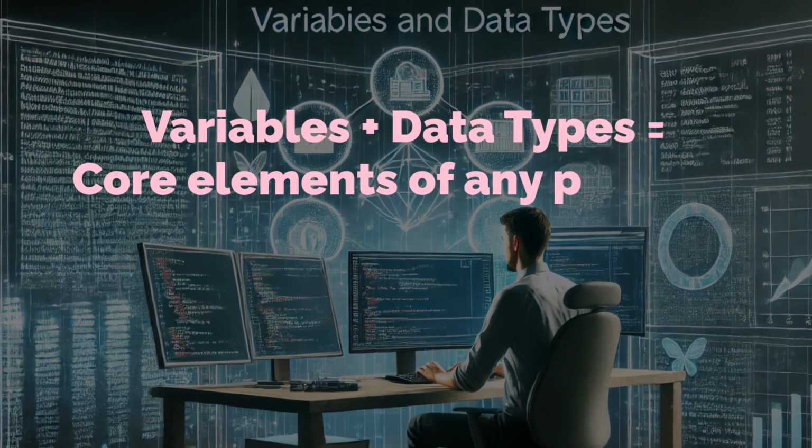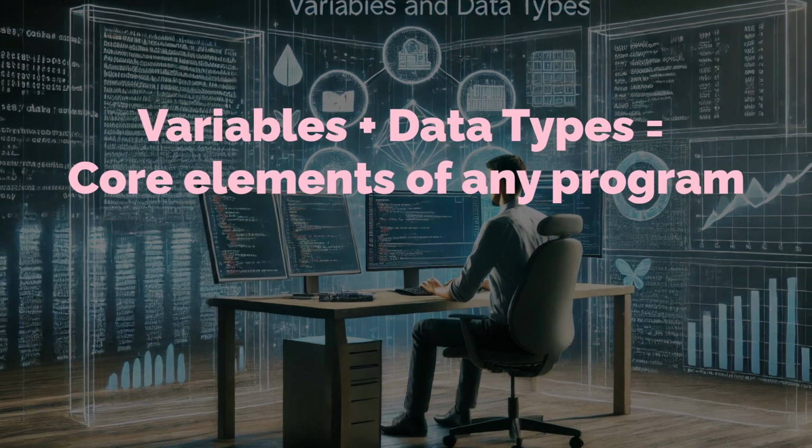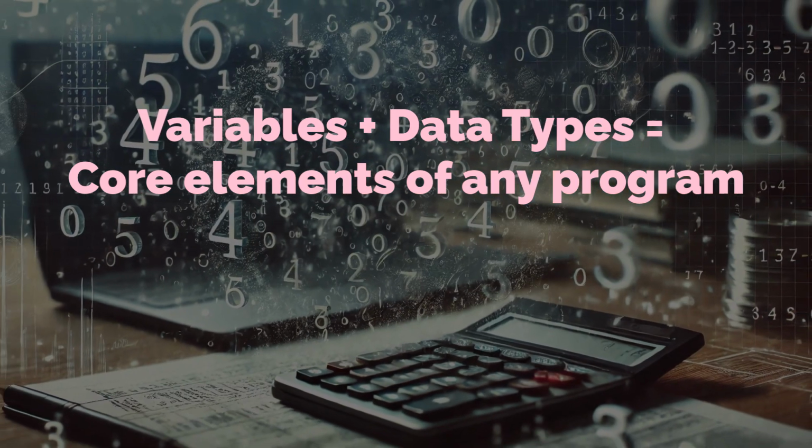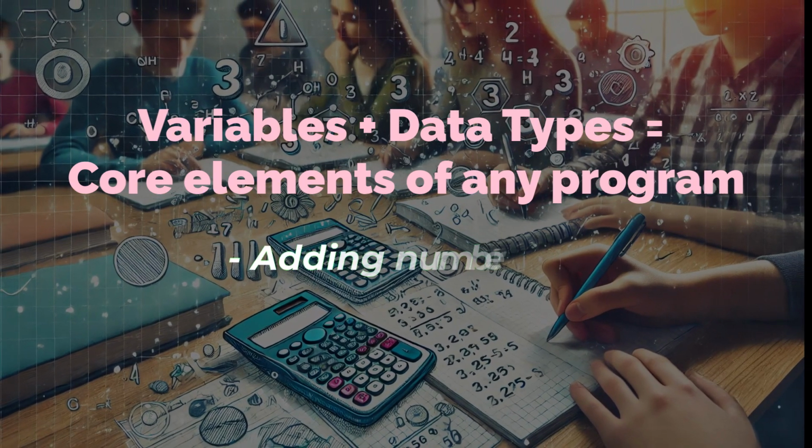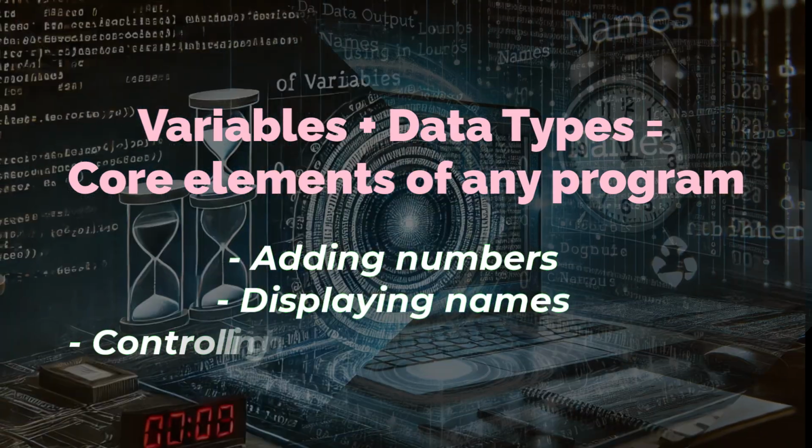Variables and data types are the backbone of every C program. They allow your program to store and manipulate data effectively. Without variables, we wouldn't be able to perform tasks like adding numbers, displaying names, or even controlling how the program runs.